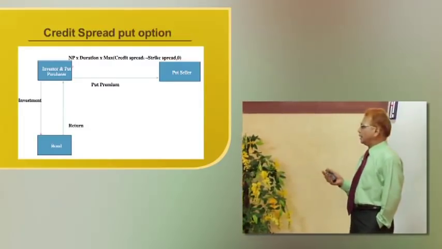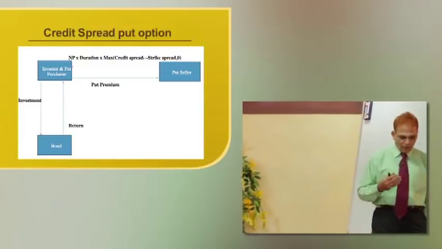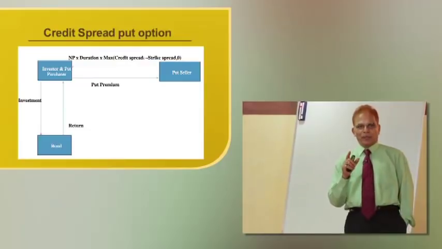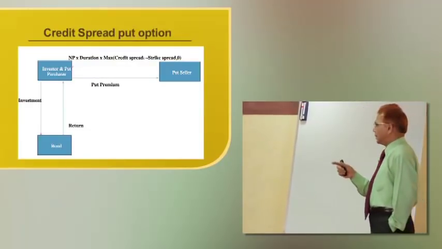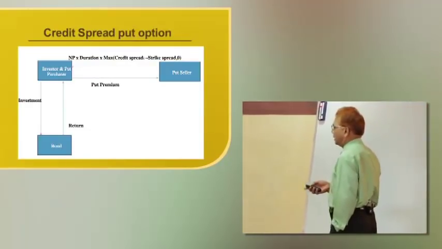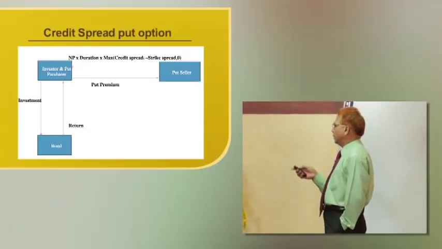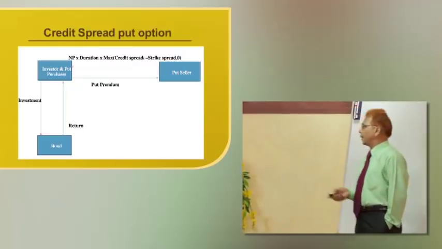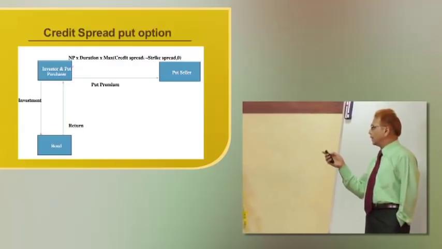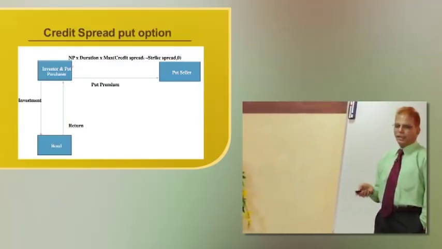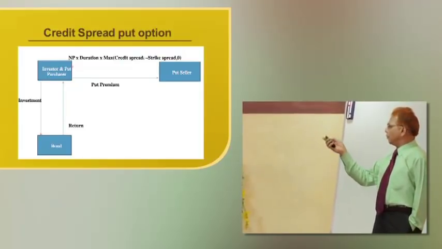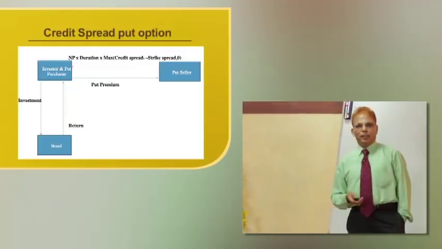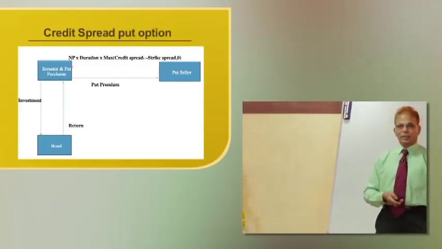So the higher the spread, that means the bond loses value when the spread widens. So this is basically the explanation for the kind of mitigant which is available by way of a credit spread put option. The put purchaser has an option to put this to the put seller against that put premium whenever the spread exceeds the strike spread.